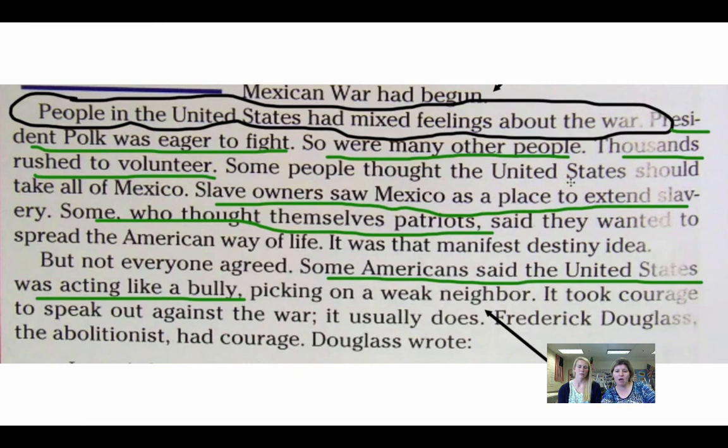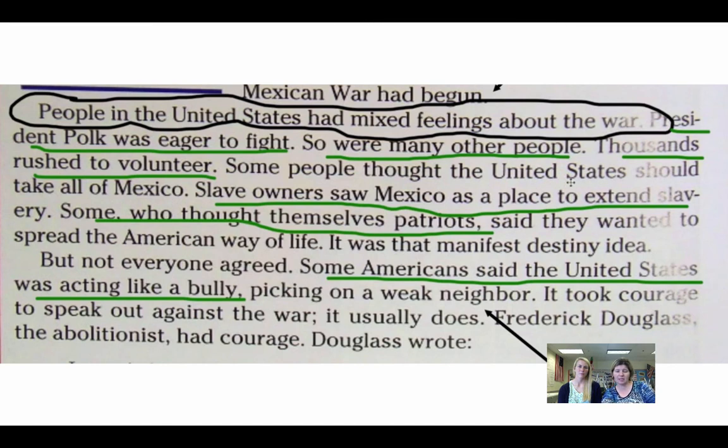Then notice how the author goes through and supports his reason with evidence. President Polk was eager to fight. So were many other people. Thousands rushed to volunteer. Slave owners saw Mexico as a place to extend slavery. Some people thought of themselves as patriots. Some Americans said the United States was acting like a bully. So the paragraph supports that there were pros and cons to some people having mixed feelings about the Mexican-American War. And the evidence and then the reason support a larger claim in this article.